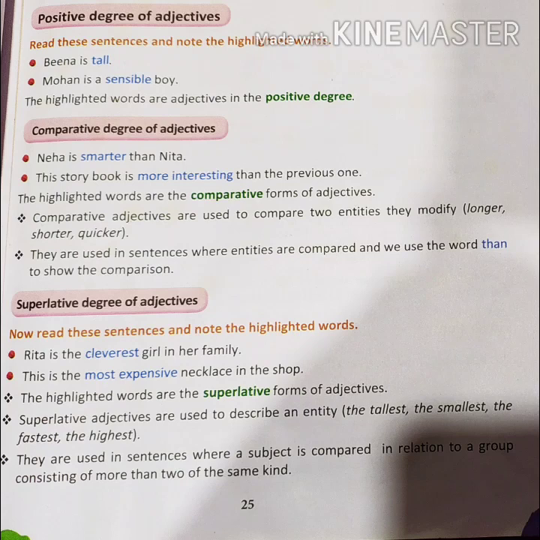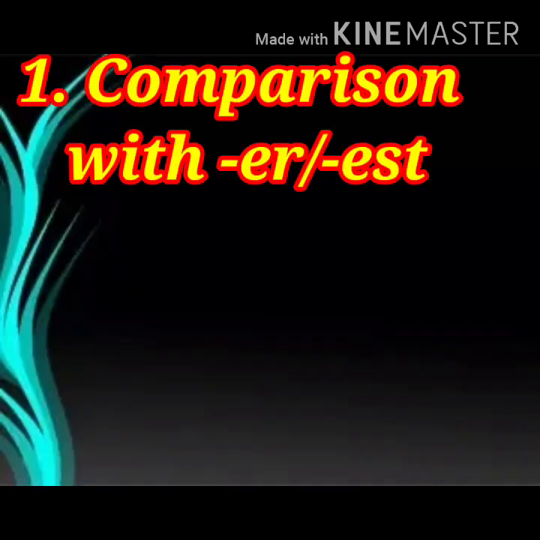What is superlative degree? Superlative degree compares more than two nouns. It is mostly formed by adding the suffix est to short adjectives, and most is used before long adjectives. Rita is the cleverest girl in her family. This is the most expensive necklace in the shop. Here cleverest and most expensive are the superlative forms of the adjective.